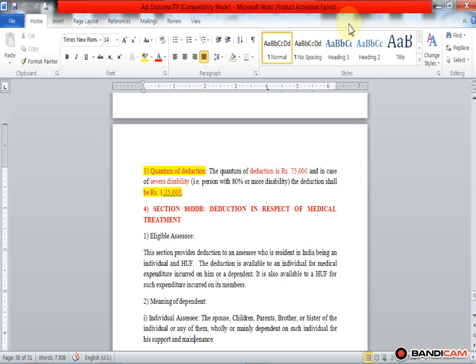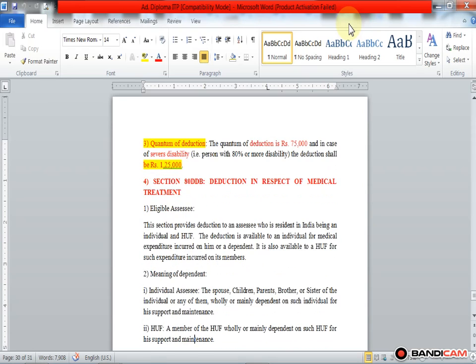The allowable deduction to an individual is for medical expenditure incurred on himself, means on the assessee or the assessee's dependent person. So this deduction is allowed to that assessee. It is also available for Hindu undivided family for such expenditure incurred on its members. So expenditure incurred on a member of HUF shall be allowed as deduction under section 80DDB.